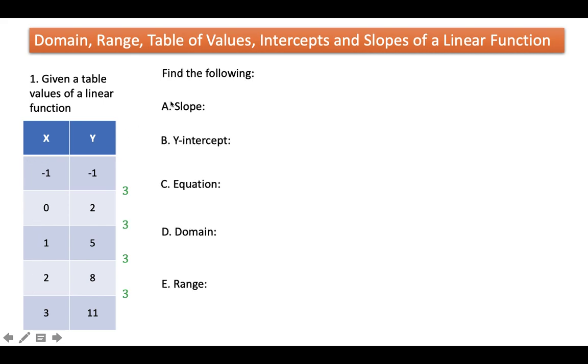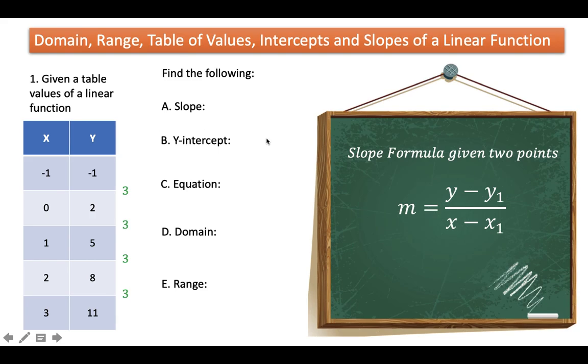Now let us find the following. So to find the slope, we learned this already in our previous lessons. So this is the slope formula given 2 points. m is equal to y minus y sub 1 over x minus x sub 1. Since we have 5 points available here, but we will no longer use this one because we can easily get our slope. And our slope is 3.